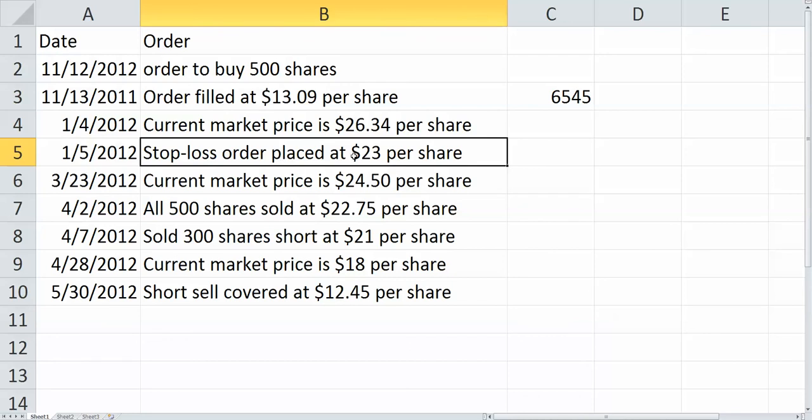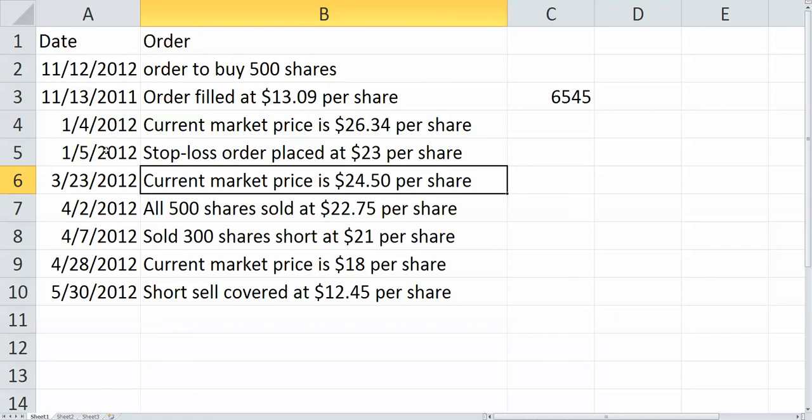It will cost me money to place that order with my broker, but they told us to ignore the transaction costs or trading costs. Now, if the price declines to $23 or less, then this order will become a market order and my stock will be sold at whatever price we can get.